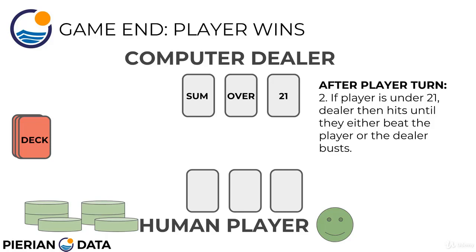And then finally, the third possible way the game could end is that the player actually wins after the computer has its turn. In our simplified version of the game, the computer dealer keeps hitting until they either beat the human player or until they bust. So eventually what may happen is they keep hitting and then they bust, meaning they have a sum over 21. And if that's the case, the human player wins and they double their bet money, and that goes to their bankroll. And we have a happy human player.